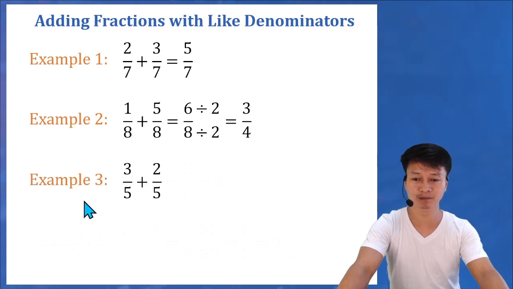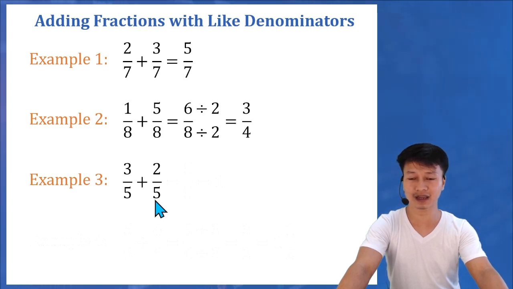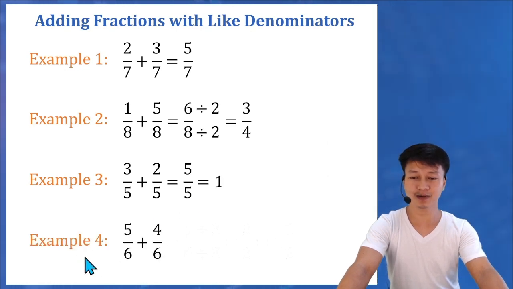And example number 3, we have 3 over 5 plus 2 over 5. Again, they are similar fractions, so we can add them directly. So we have 3 plus 2 is 5 over the common denominator 5. And we all know that 5 over 5, or 5 divided by 5, is always equal to 1. Next, example number 4. We have 5 over 6 plus 4 over 6. Again, these two fractions are similar, so we can add directly their numerators and copy the common denominator. So we have 5 plus 4 is 9 over the common denominator, which is 6.